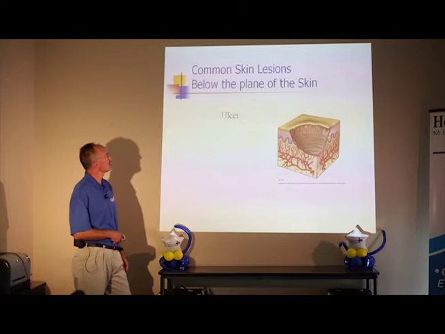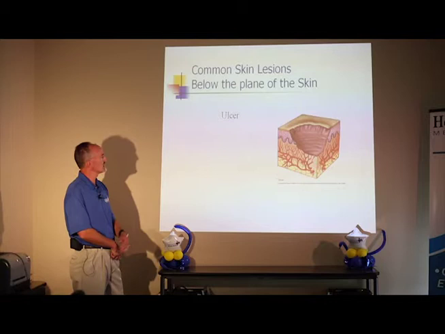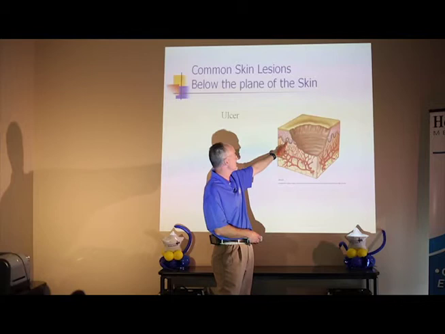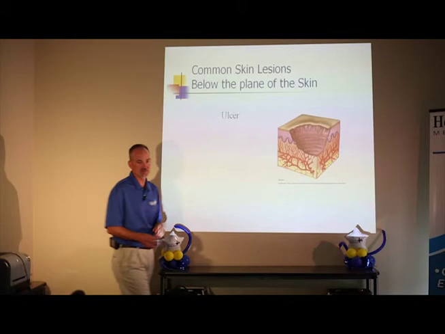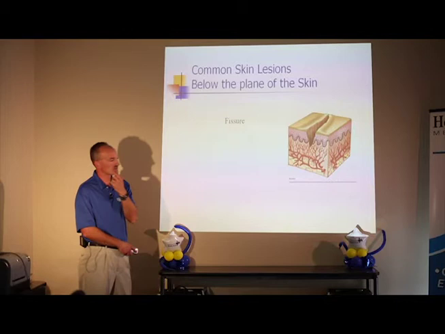Now these are skin lesions below the plane of the skin. Ulcerations, people have ulcers from different wounds, and it erodes down into the different layers. You can see it's gone down from the epidermal layer down into the dermal layer. It hasn't extended down to the subcutaneous layer, but it's eroded down into the skin. This is a fissure. People get these a lot in the corner of their mouths, little fissures where the skin basically just breaks.